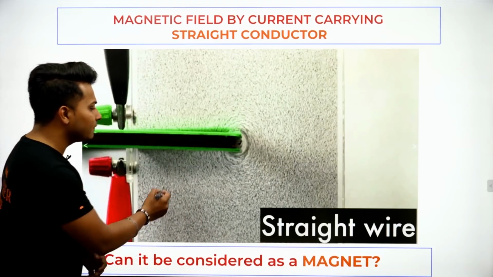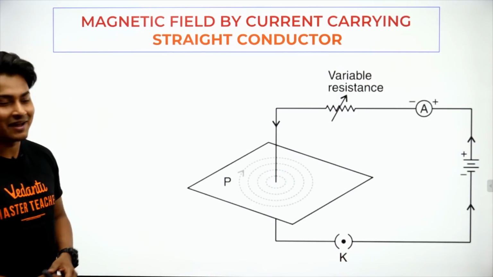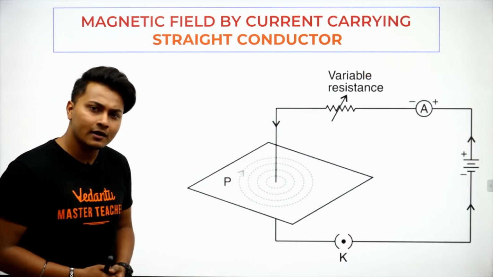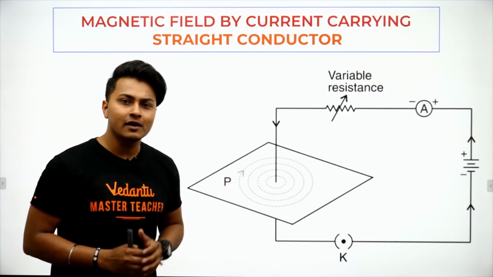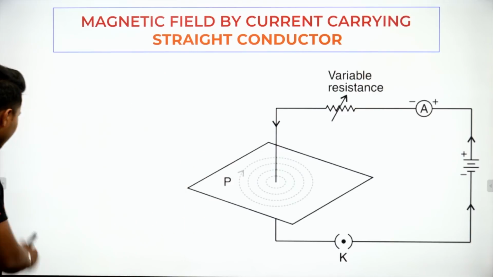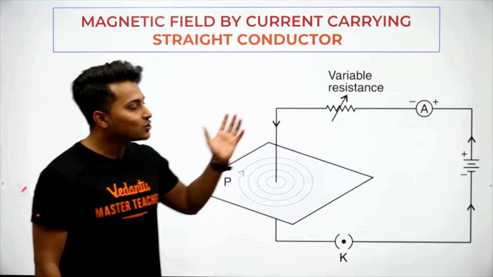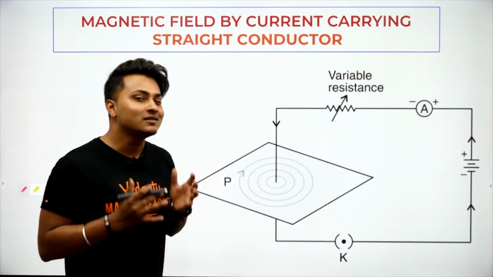Following the first topic, which looks like this, that is the current carrying conductor. This is the initial setup. Let me tell you what the parts are here and how to focus. Starting right now, I believe all of your pens and papers are ready to note this down. What you see here is nothing but a normal circuit.